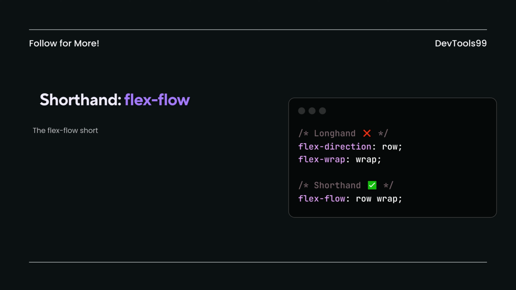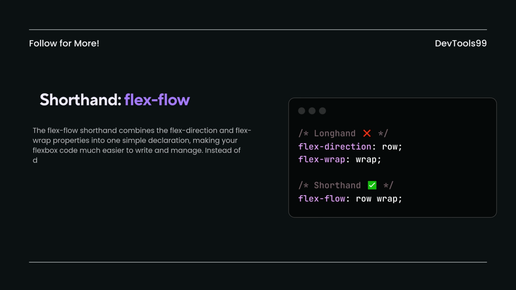4. Flex flow. The flex-flow shorthand combines the flex-direction and flex-wrap properties into one simple declaration, making your flexbox code much easier to write and manage.